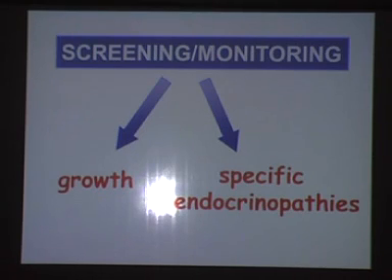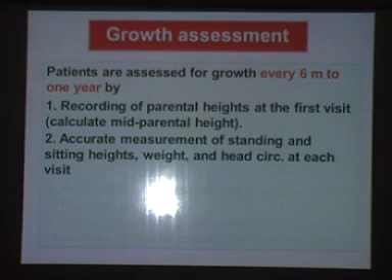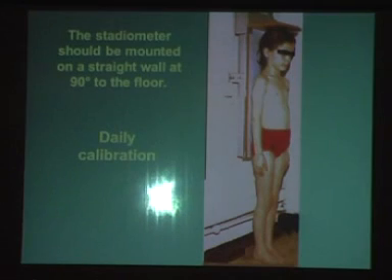This topic will consist of the screening and monitoring of growth and of specific endocrinopathies. We'll start with the growth assessment. The patients are assessed for growth every 6 months to 1 year. We record the parental height. We take accurate measurements of standing and sitting heights, weight, and head circumference at each visit.